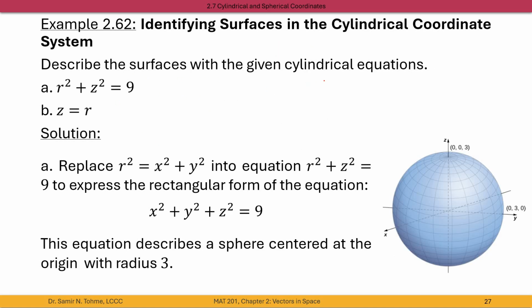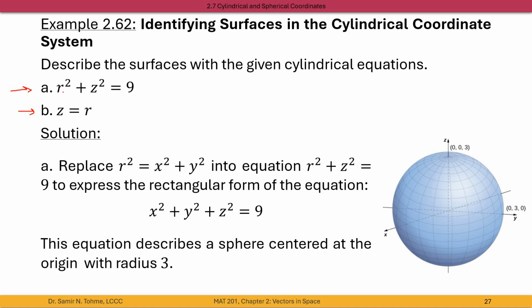Describe the surfaces with the given cylindrical equations. In this example, we have two equations, and we will describe what kind of surface each equation is. Is it a sphere? Is it a cylinder? Or any other type of quadric surface?